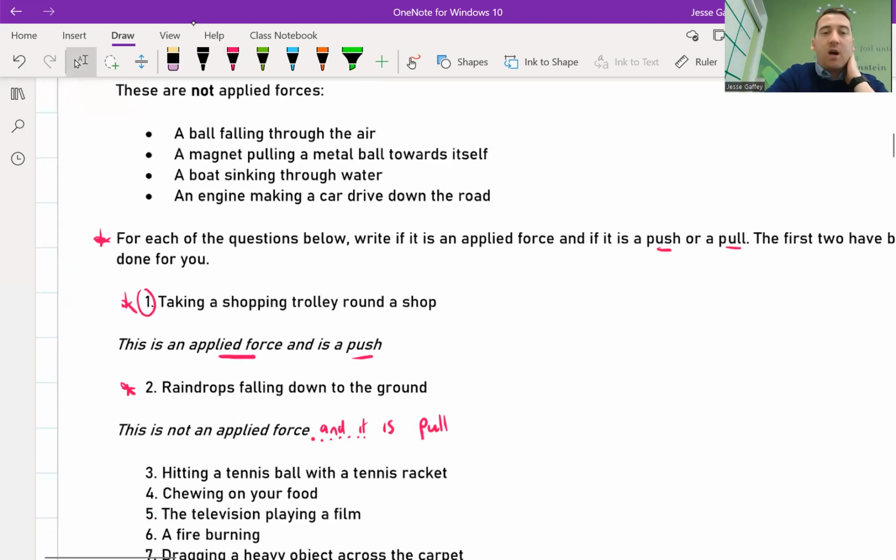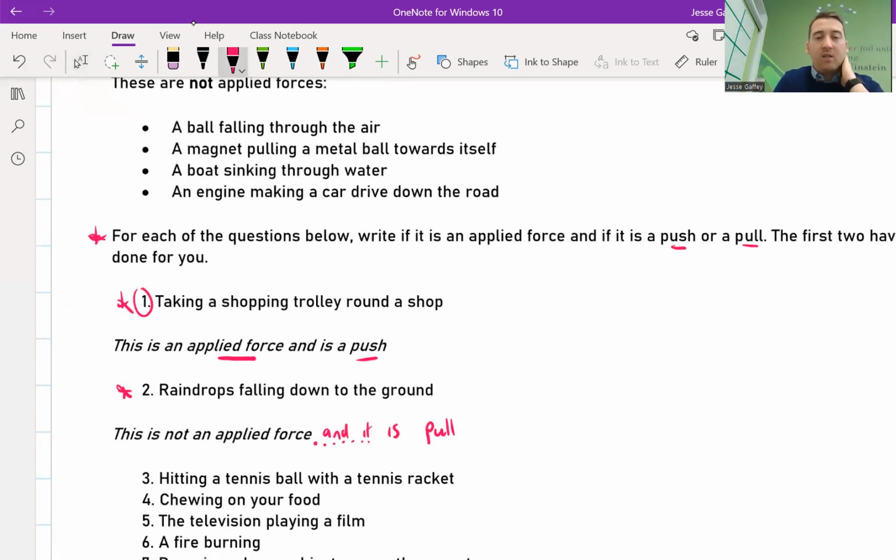So what you have to do is copy the sentences you've done above, but apply them to question three. Pause the video and do that now, please. Okay, so you should only be playing if you've tried question three. Hitting a tennis ball with a tennis racket. Okay, so think about that motion of hitting the tennis ball. First of all, can the tennis ball start moving if the racket doesn't come in contact with it? No. So this definitely needs contact between the ball and the racket. So what we should have written here is this is an applied force.